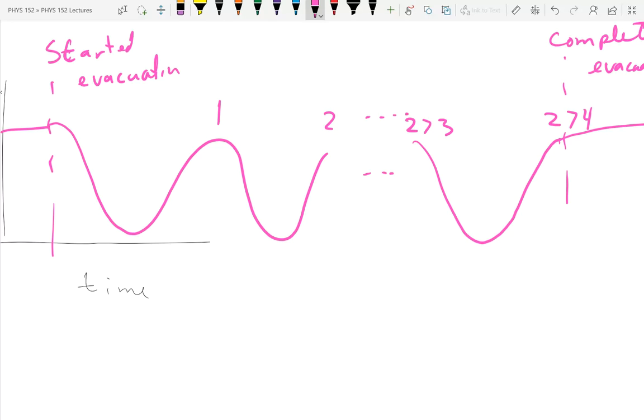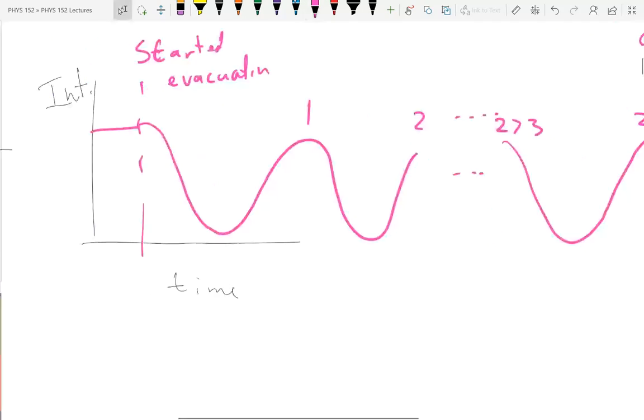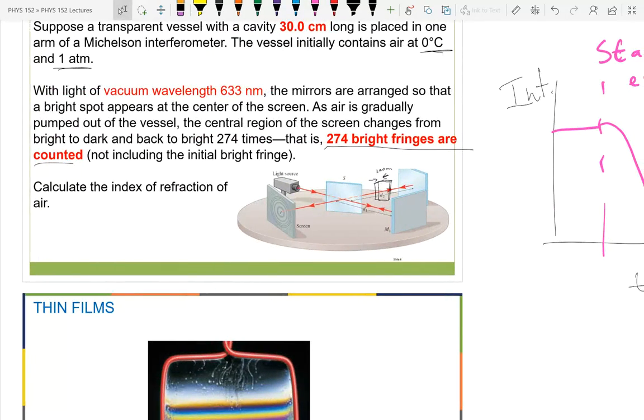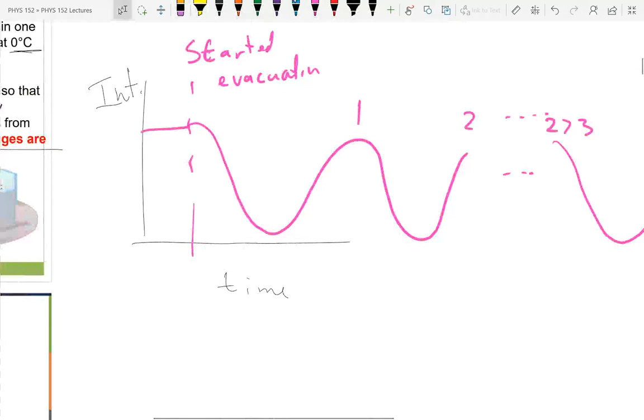Now this is an actual doable experiment. And the question then is, if I was using a laser with a wavelength in vacuum of 633 nanometers, what's the index of refraction in that air? I throw this to you as intelligent and wise students. How does the index of refraction, i.e. the speed of light, relate to the number of fringes I saw there?